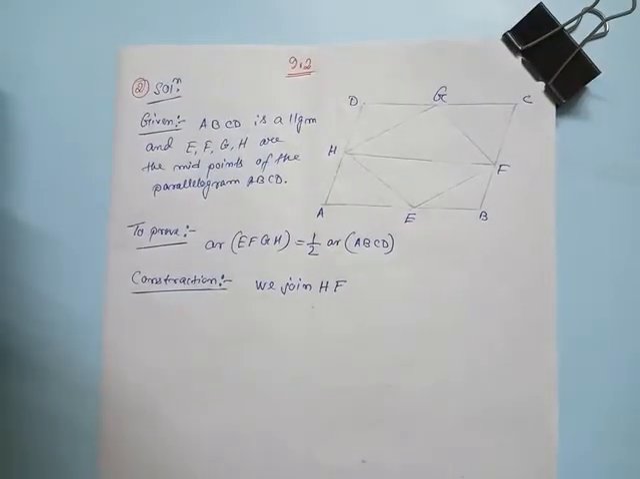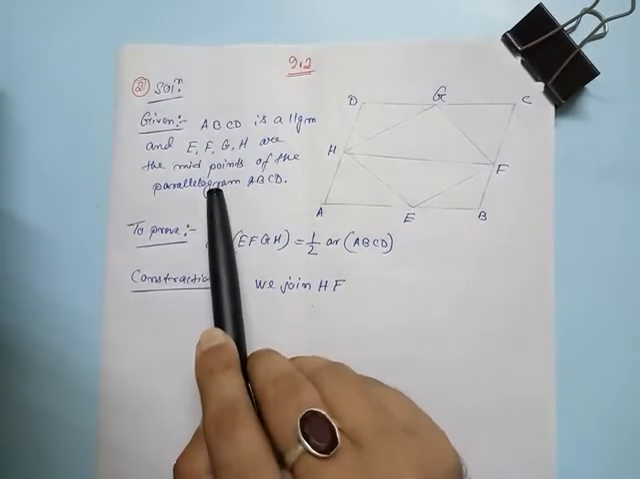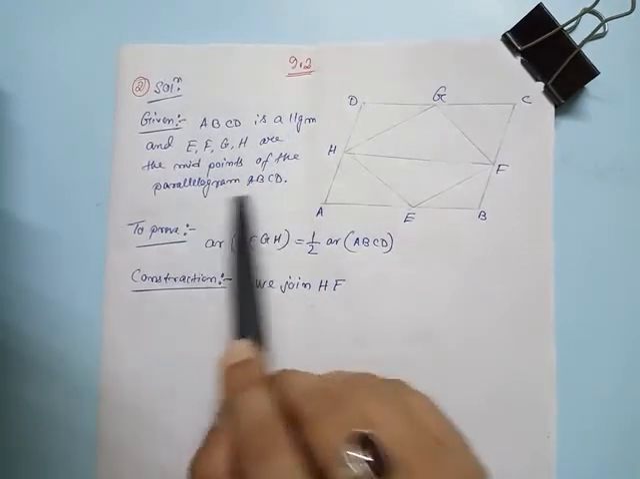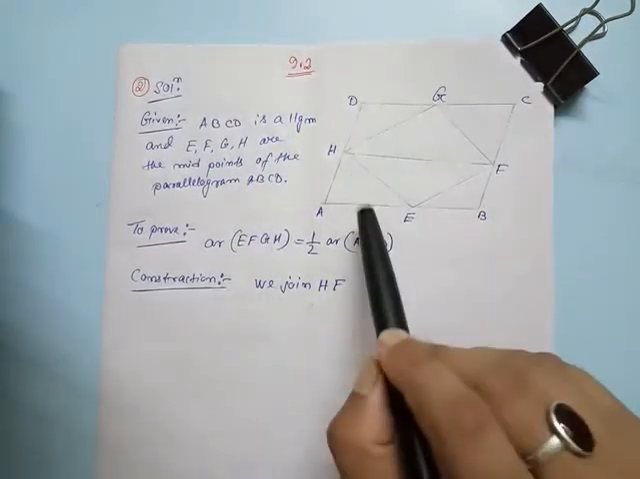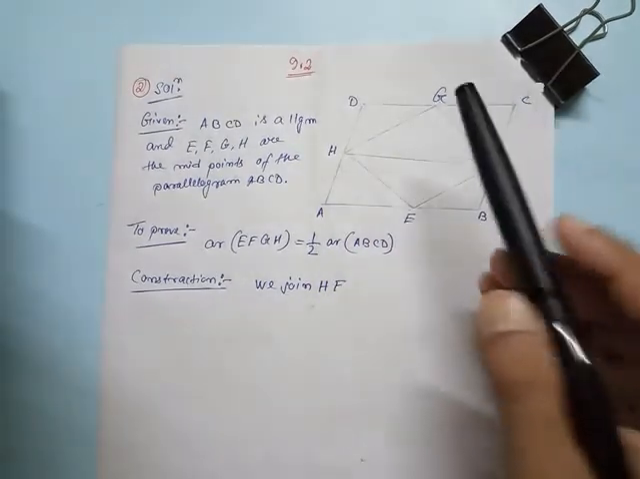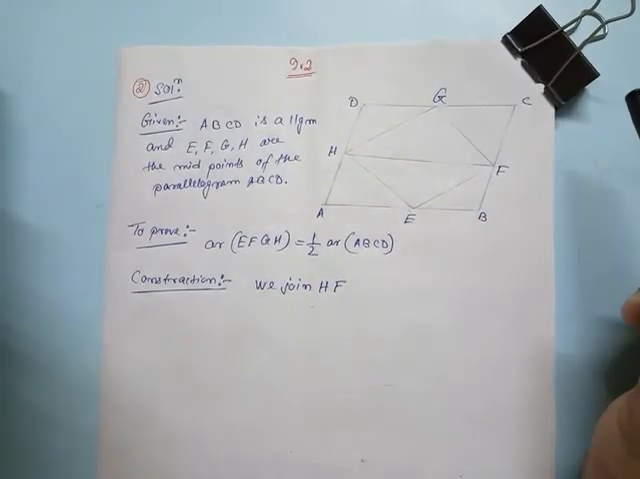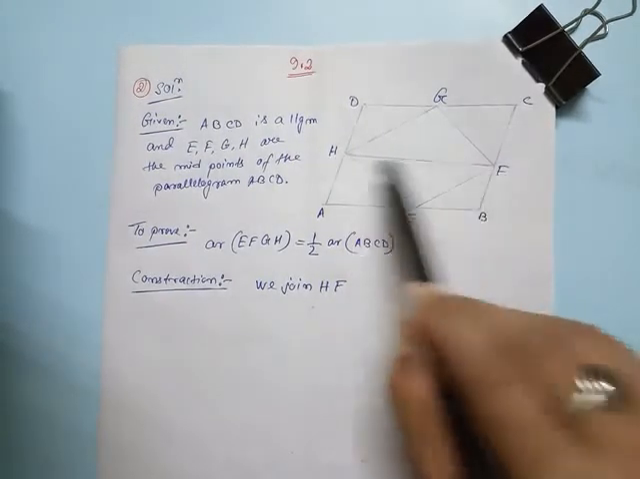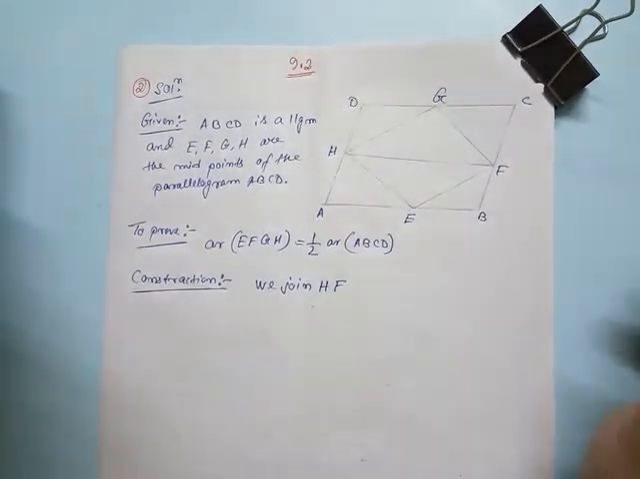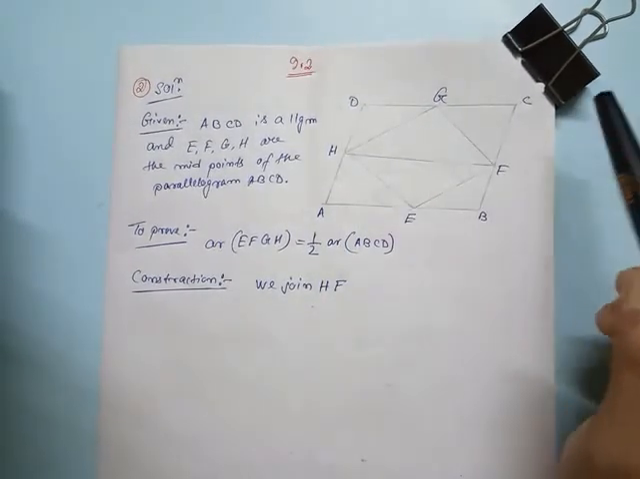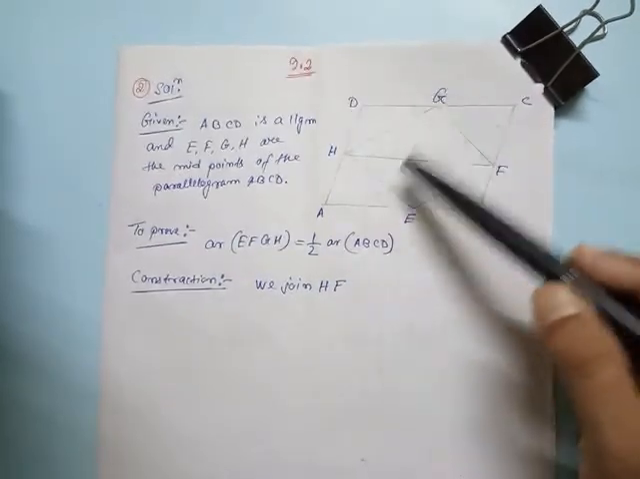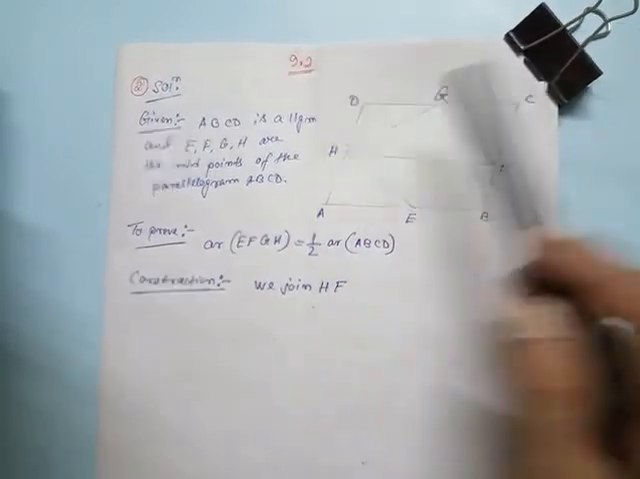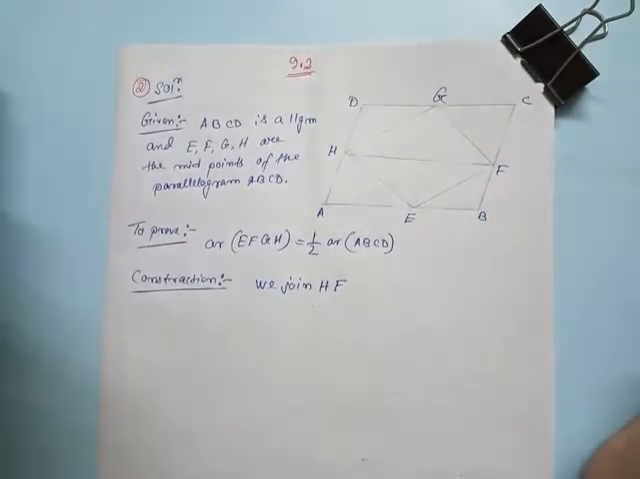Student, now look, this is the given part. ABCD is a parallelogram and EFGH are the midpoints of the sides of parallelogram ABCD. Look, this is the diagram. After that, student, we join one diagonal, means H and F. After joining the diagonal, now look, ABCD parallelogram divides into two equal halves. First one is ABFH, second one is CDHF.